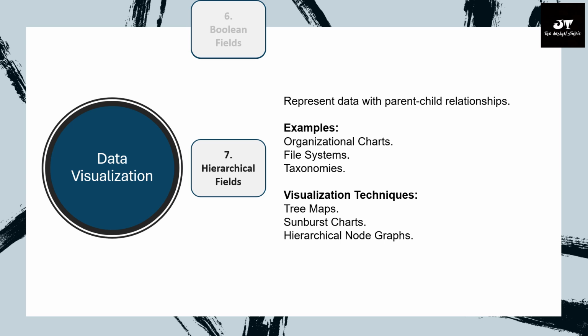The best visualization techniques for hierarchical data include tree maps, which use nested rectangles to represent data proportions, sunburst charts, which display hierarchical relationships in a circular format, and hierarchical node graphs, which visually connect different entities in a branching structure. These visualizations help users understand complex relationships, spot patterns, and navigate structured datasets efficiently.